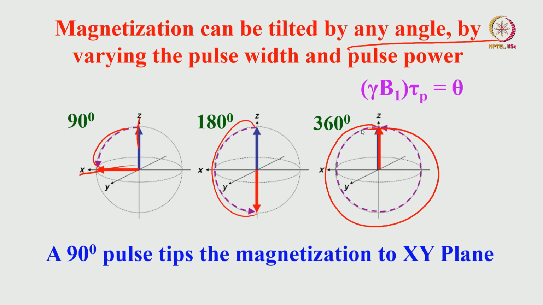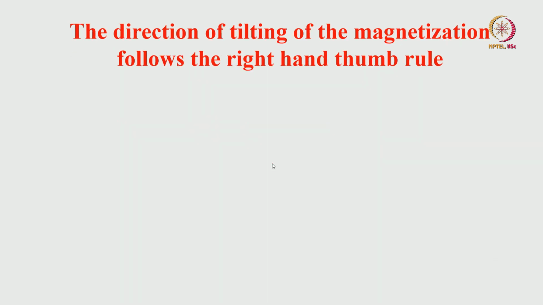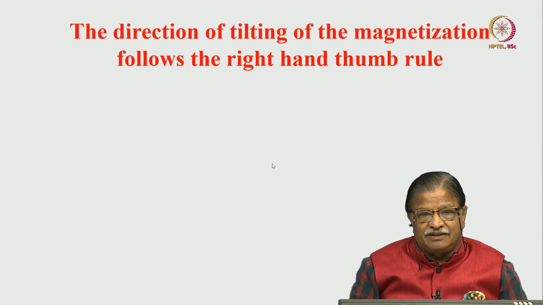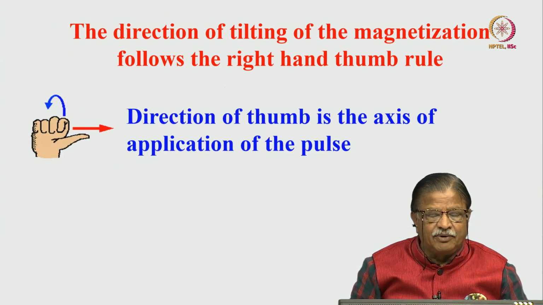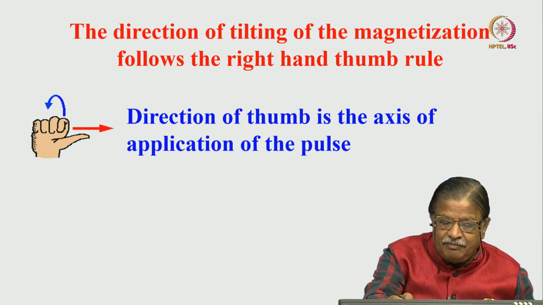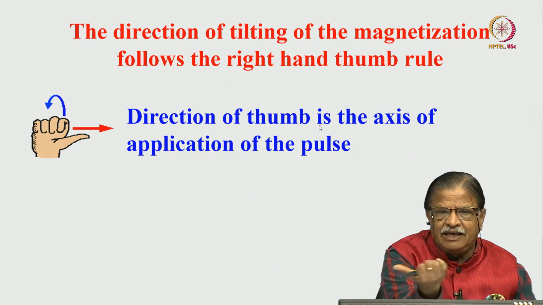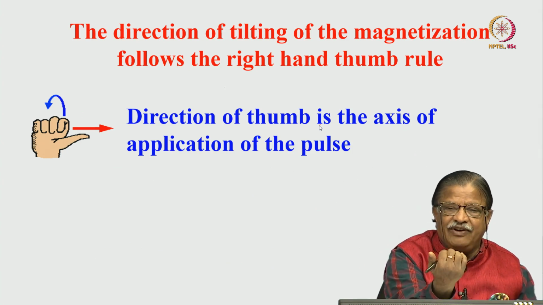So if you apply a 90-degree pulse, you bring the magnetization by 90 degrees from z to x axis. Apply a 180 pulse, take it to the minus z axis. Apply 360, you will bring it back to the z axis. This is what is going to happen. The direction of tilting of the magnetization follows what is called the right hand thumb rule. The direction of the thumb is the axis in which you are going to apply the pulse, and the curly fingers tell you the direction in which it is going to be tilted.